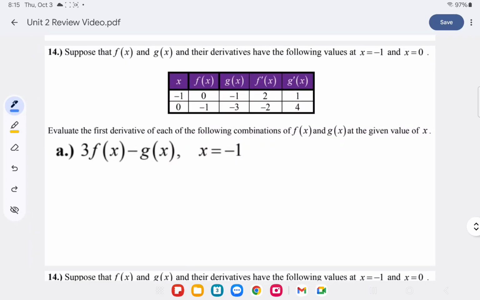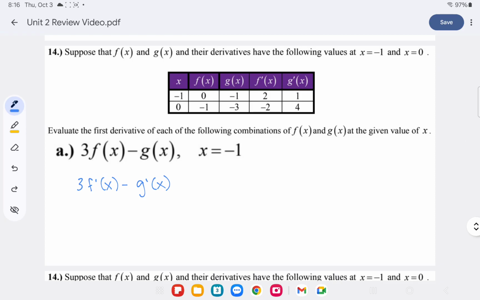All right, we've got a table to look at. We're finding the derivatives. This first one, we're finding at negative 1. We don't need the product rule or quotient rule here. We just need to find the derivative. If we're finding the derivative of this, we're taking 3 times the derivative of f minus the derivative of g. We just do them separately. When you're adding and subtracting, you just find the derivative separately.